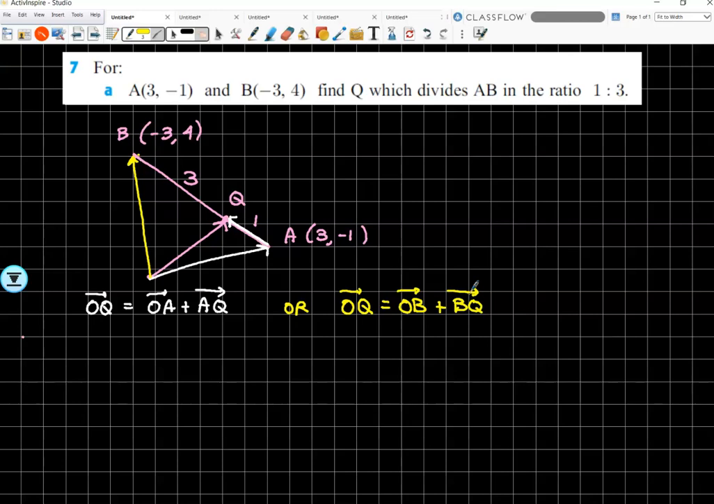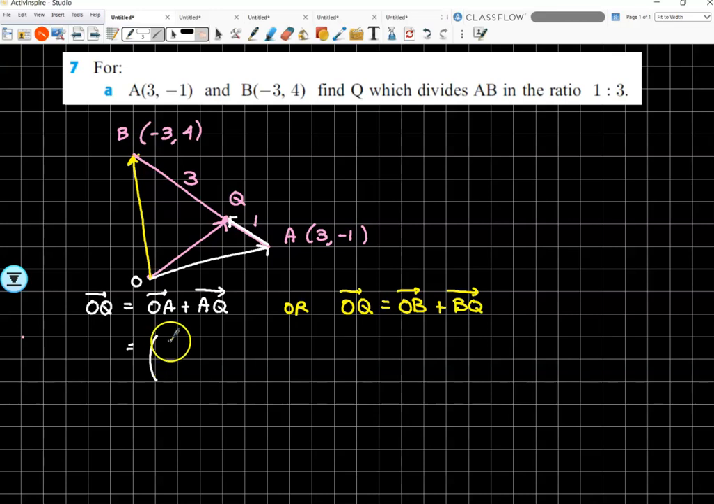Would it matter if I had said QA plus AO? So I've got nodding of the head. Why would it matter? What would the vector QA plus AO give me? It would give me QO, which is not what I want. It would be the minus reverse of that. So your direction is really important when you do this. Agreed? All right, so away we go, and we can do this pretty quickly now.